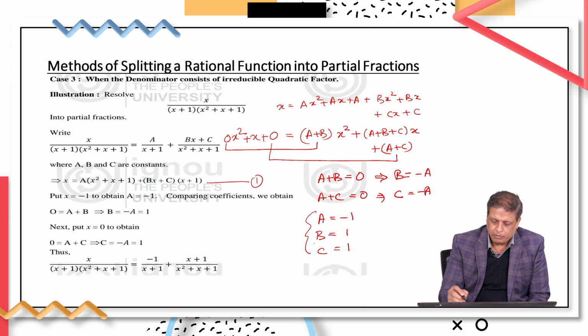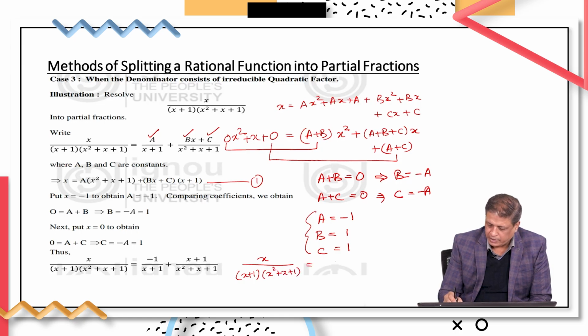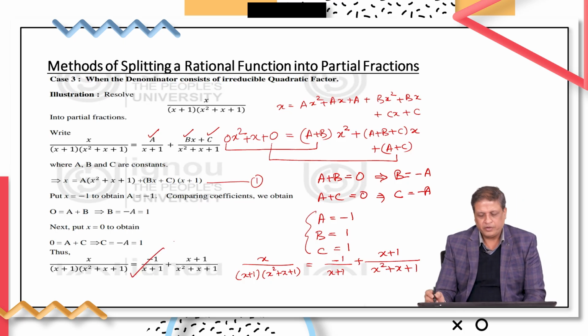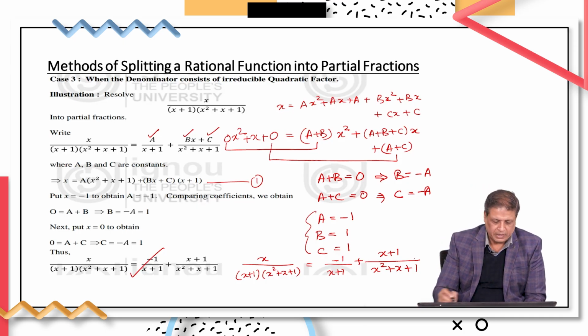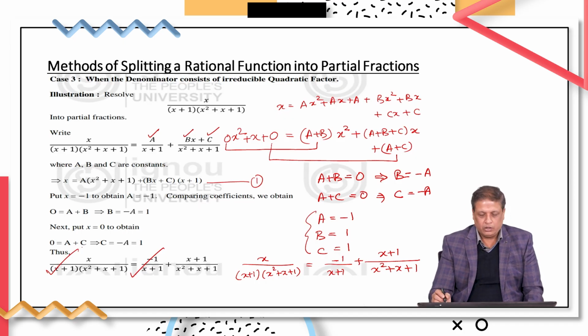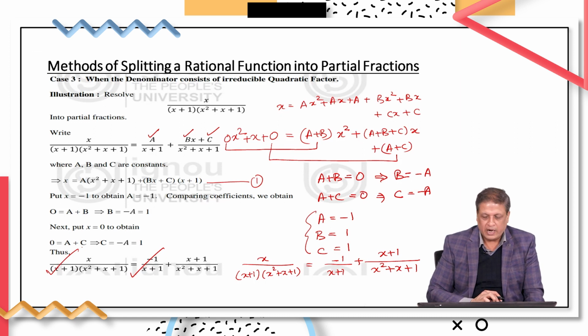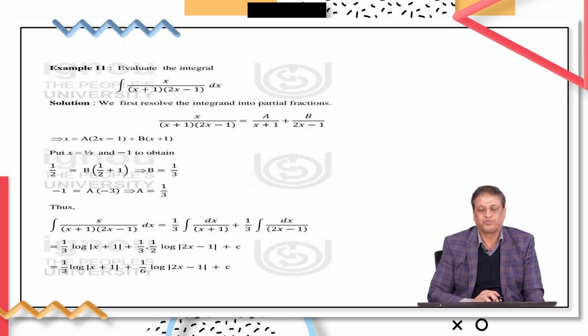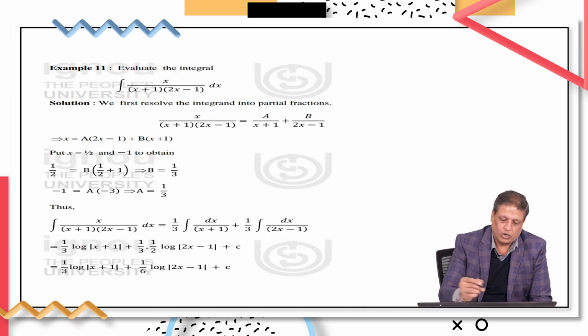So, substituting the values of a, b and c at their respective positions in this equation, we are going to get the expression x upon (x plus 1) into (x square plus x plus 1) can be rewritten as minus 1 upon (x plus 1) plus (x plus 1) upon (x square plus x plus 1), which is this equation, and integrating this is much simpler in comparison to this equation. So, we learned the method of splitting a rational function into partial fractions, and we discussed all the three cases, and we understood how to simplify the given expressions. Now, let us extend our discussion by solving some numericals.